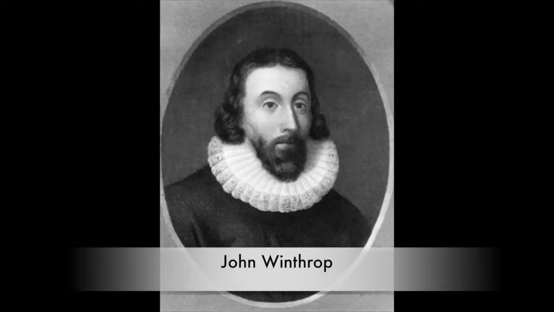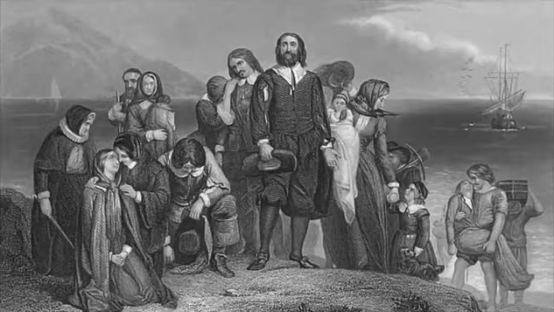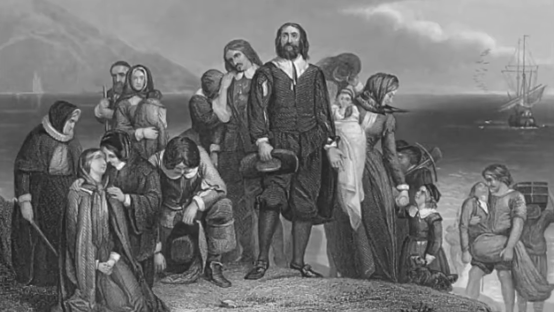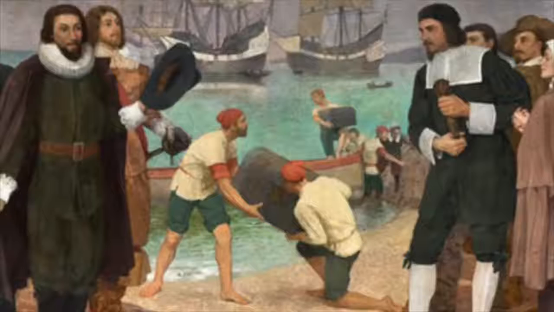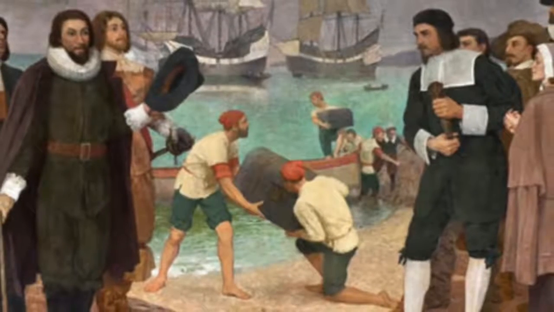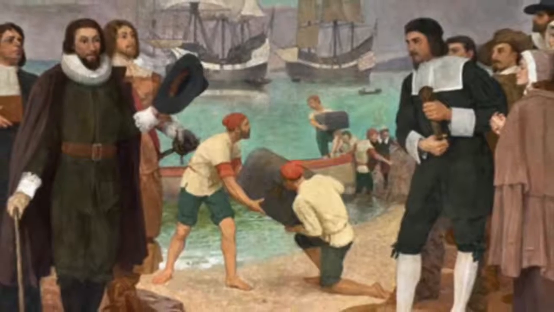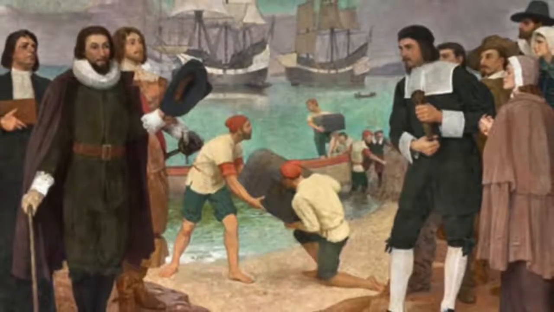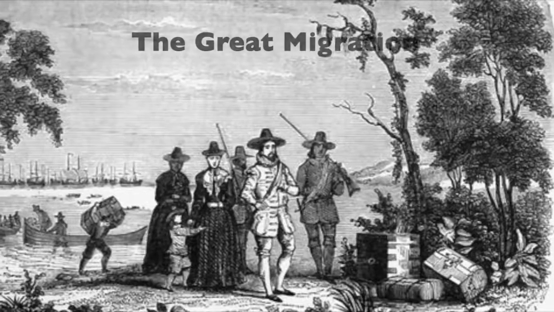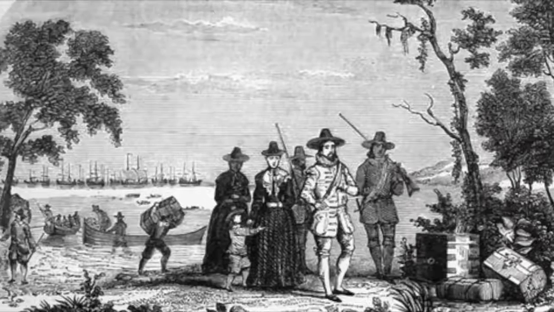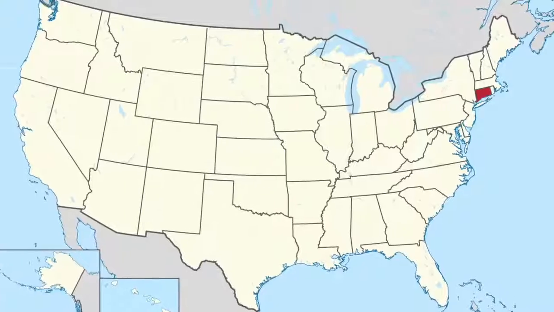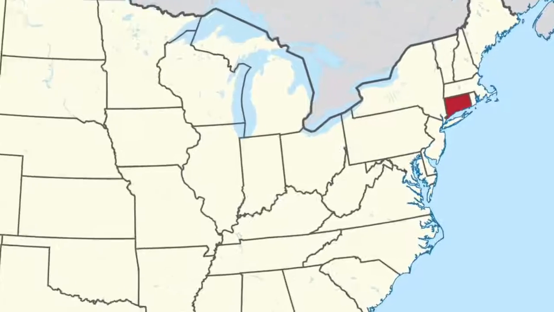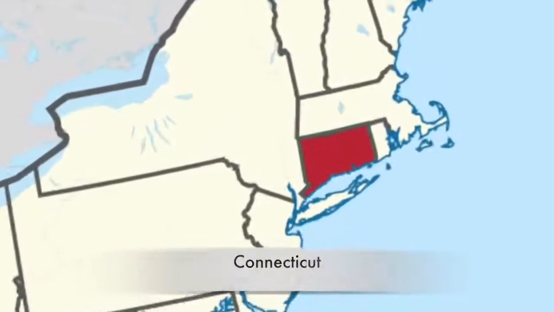John Winthrop led over 1,000 Puritans to North America, where he was chosen as governor, the leader of the area. The Massachusetts colony prospered, bringing over 15,000 people from England over the next 10 years. This time period was known as the Great Migrations, with most people settling in Boston. Shortly after the settlement of the Massachusetts colony, the Connecticut colony was founded.